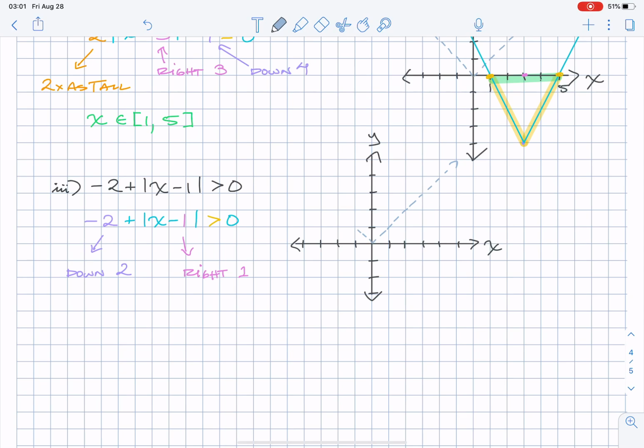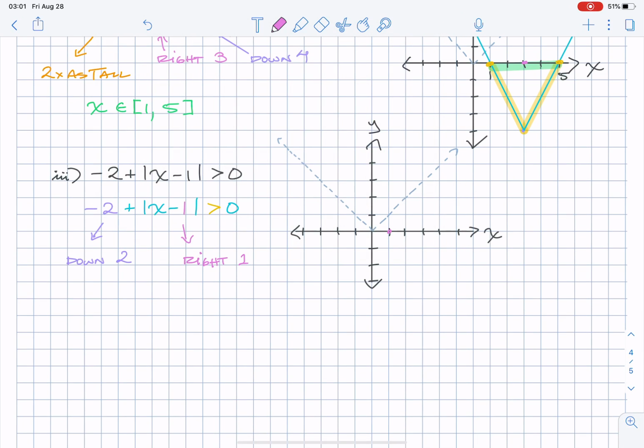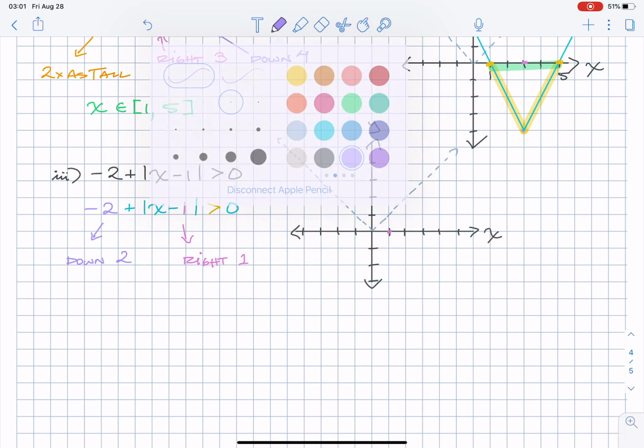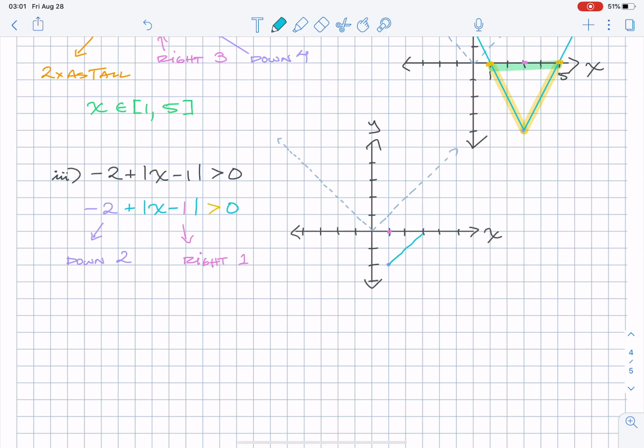Now remember, you don't have to show me this. I'm just showing you this so you'll understand. So I'm going to transform this. I'm going to move him first to the right 1 and then down 2. And then just draw the function. Same function. No, it's not taller, nor is it shorter. No dilations.